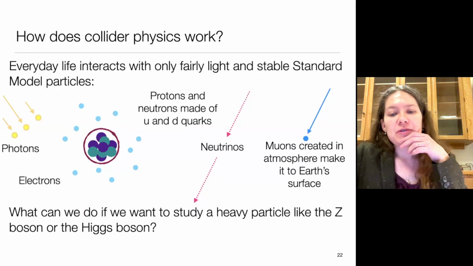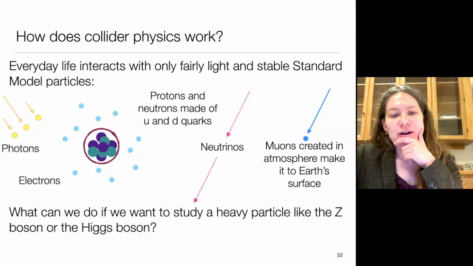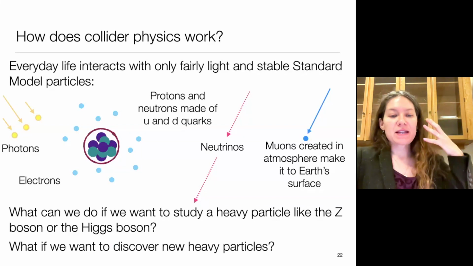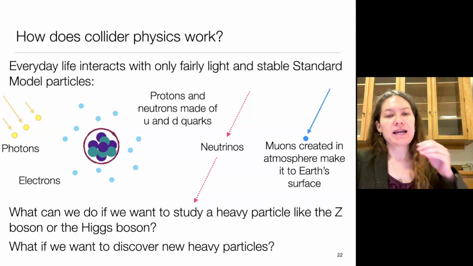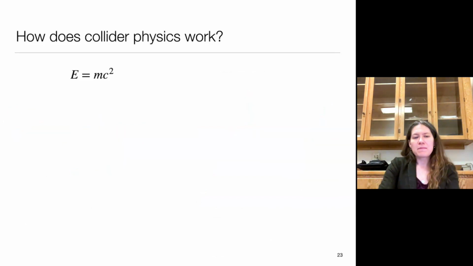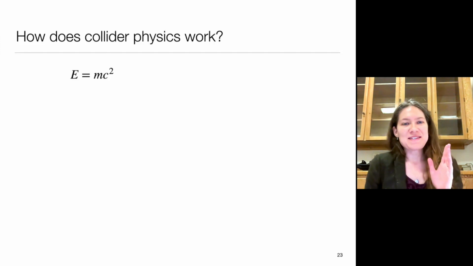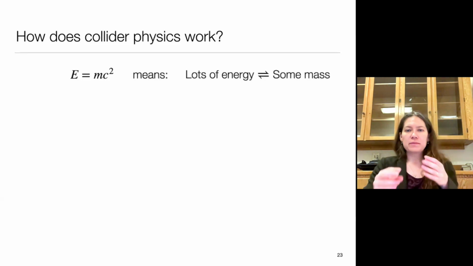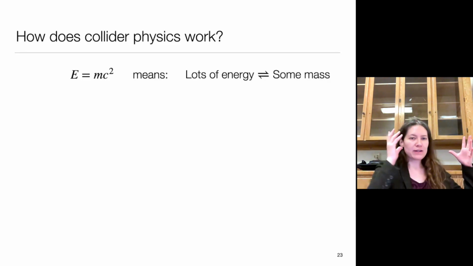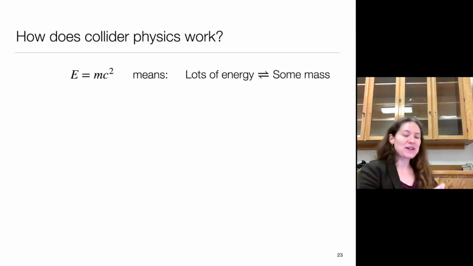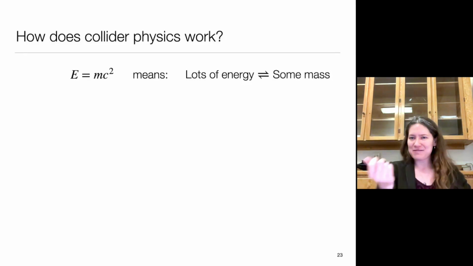So what do we have to do if we want to study a heavy particle like the Z boson or the Higgs boson? They're not there to be studied. And what if we want to discover new heavy particles, something that we've never seen before that's similarly really heavy? So the fundamental principles of particle physics all come back to E equals mc squared, an equation that I'm sure you're all very familiar with, but what does it really mean for us? What it really means is that you can take a lot of energy and turn it into a little bit of mass, or you can take a little bit of mass and turn it into a lot of energy. You can sort of convert back and forth between those two things.